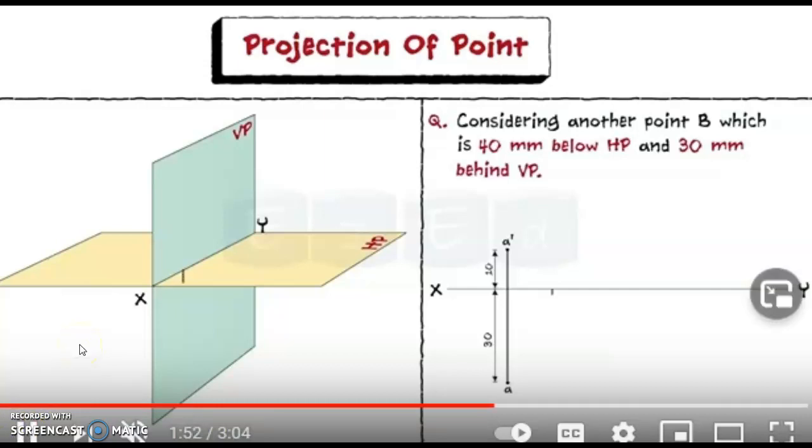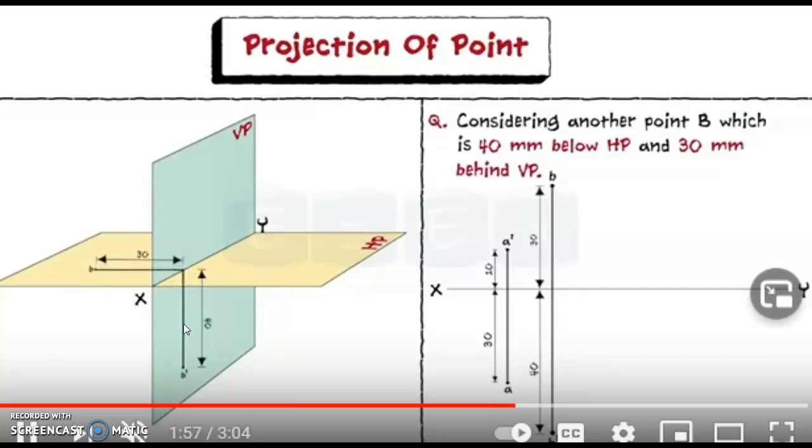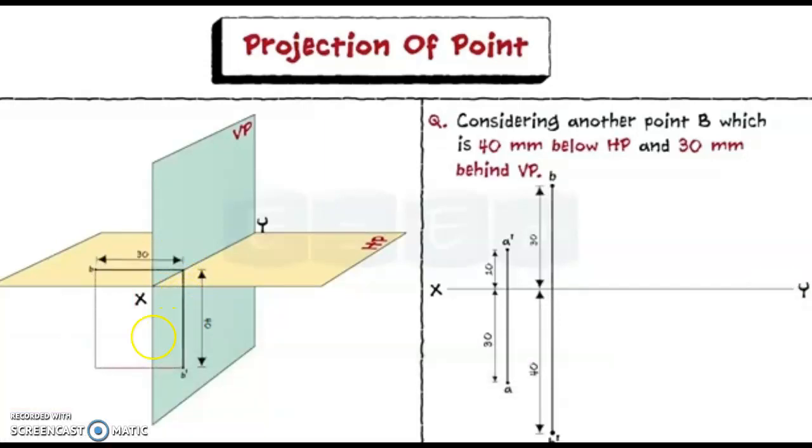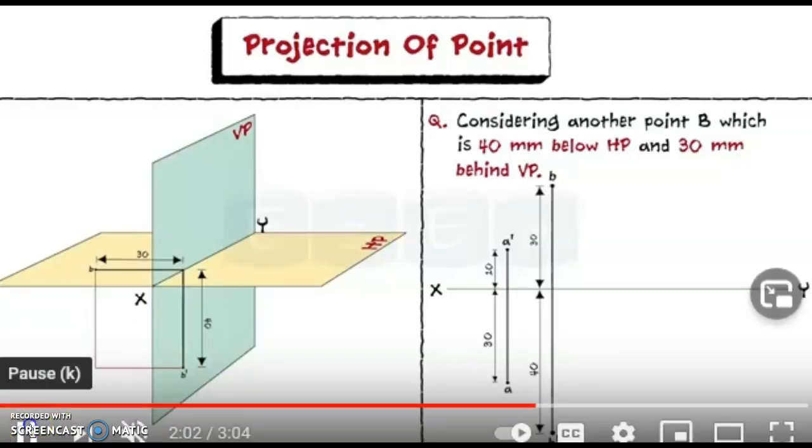How can we draw this one? The point is 40 mm below HP and 30 mm behind VP. So first of all we draw the 40 mm on the bottom side, below HP. This is the point B. If we look from here, then the front view will lie in this section, that is on the vertical plane, at the distance of 40 mm from the horizontal plane. We can name it B dash.